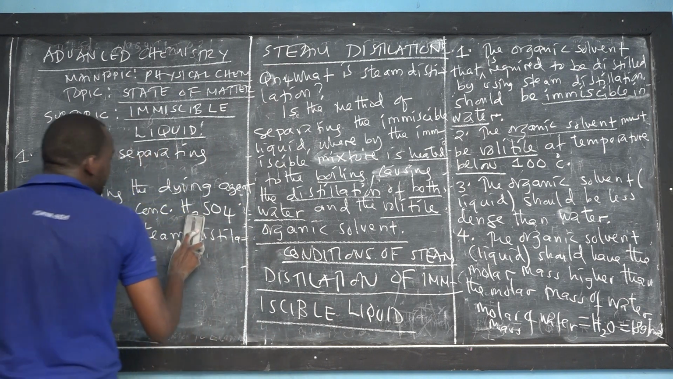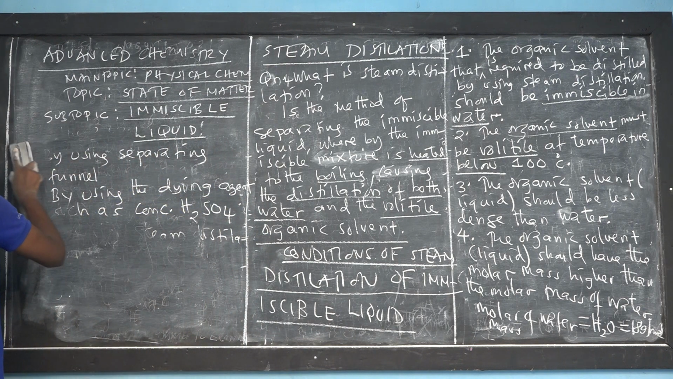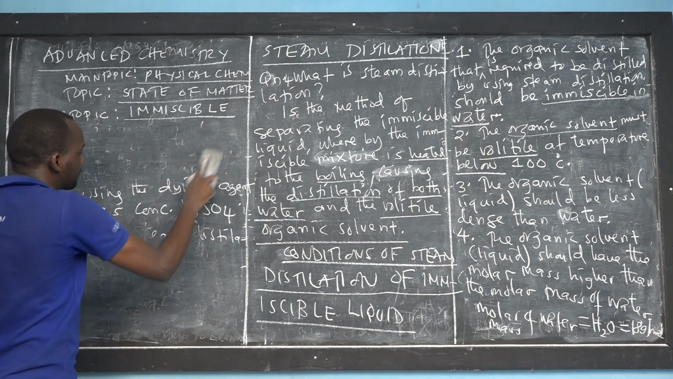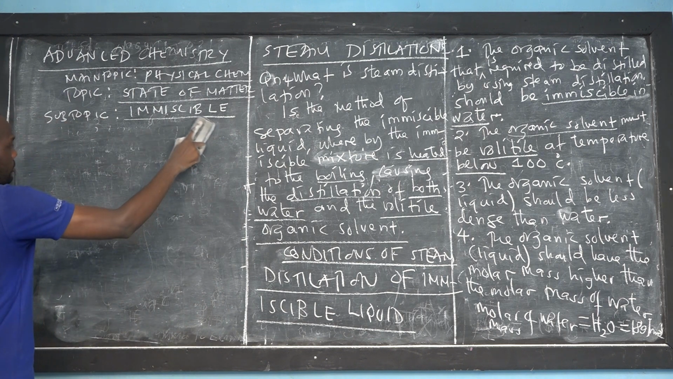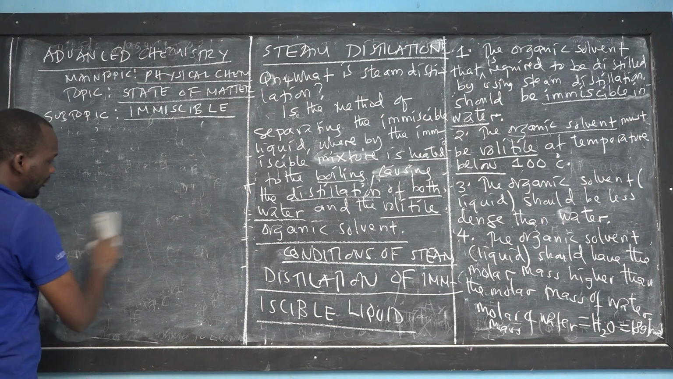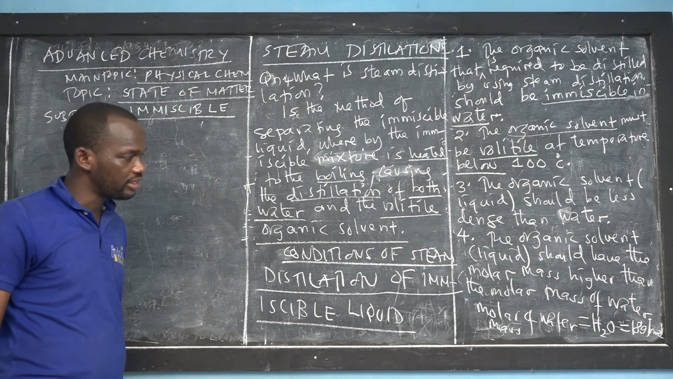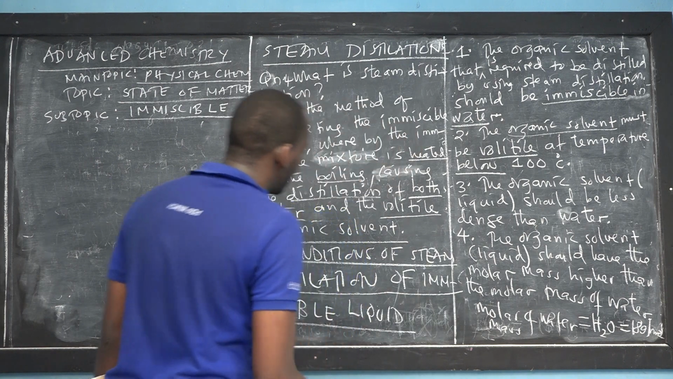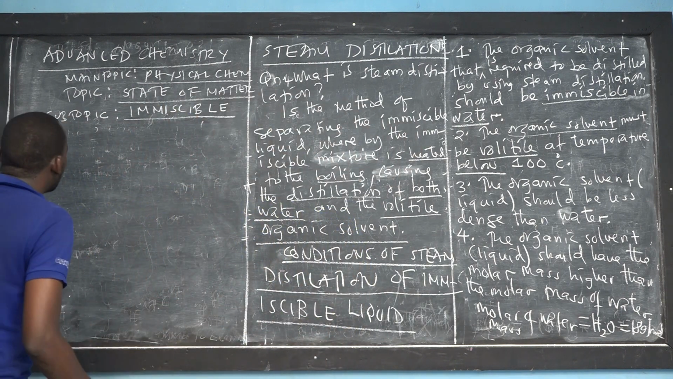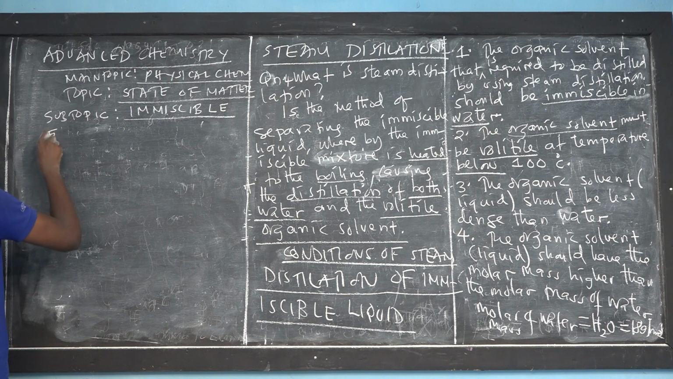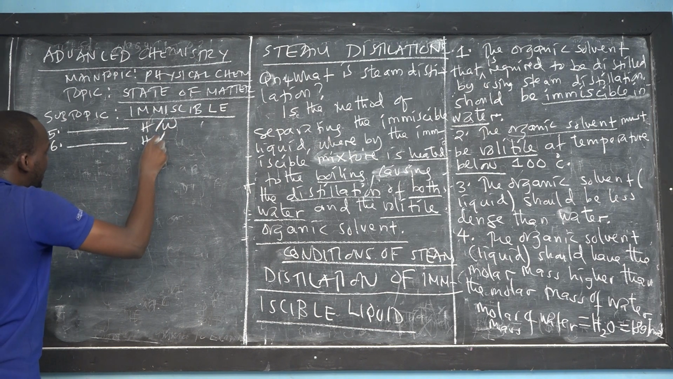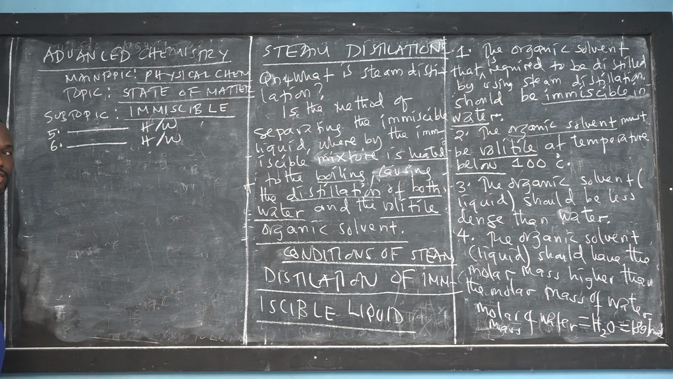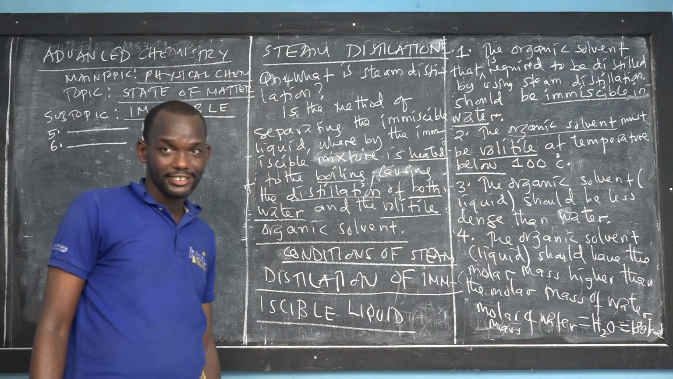Any questions at that moment? If you have any question, ask it in the comment section. Again, you have to look for the fifth condition and the sixth condition. This is your homework. So find other two conditions for steam distillation.